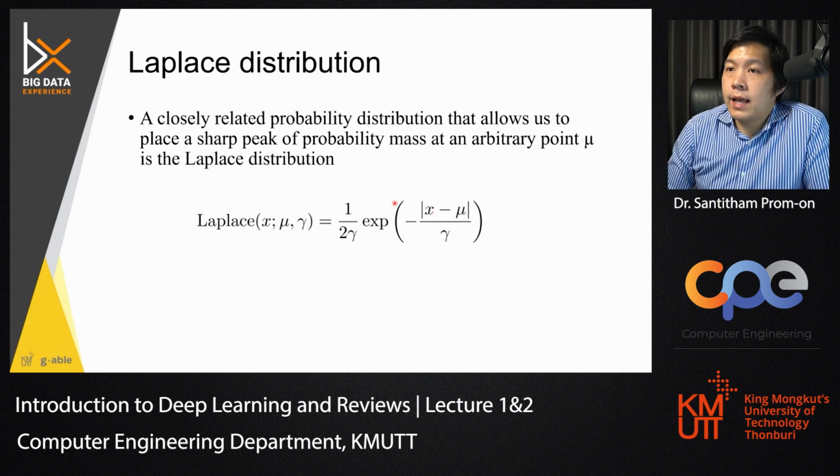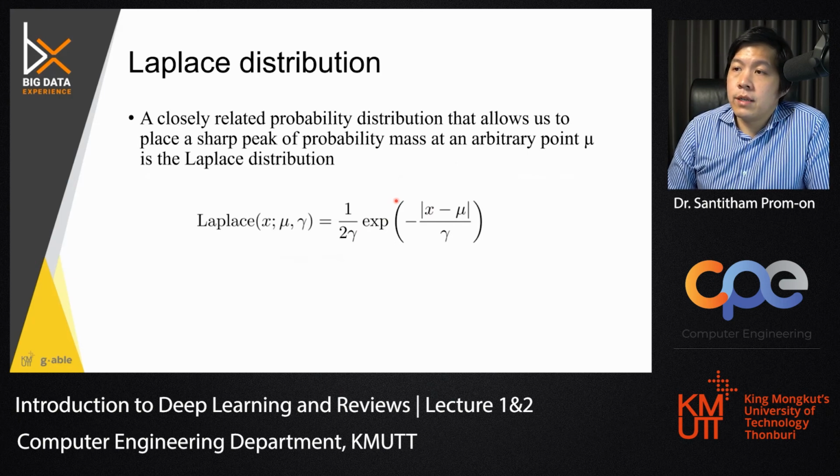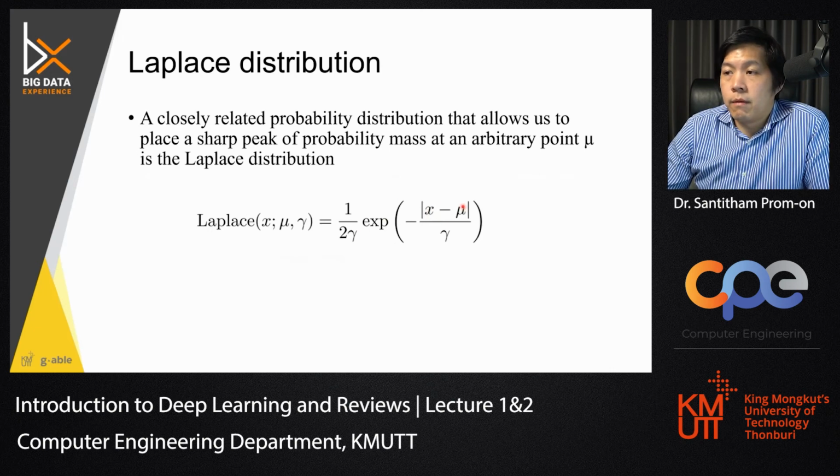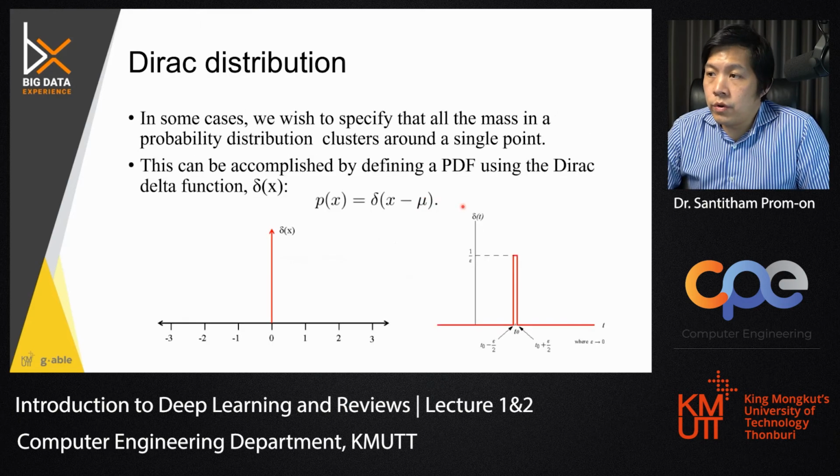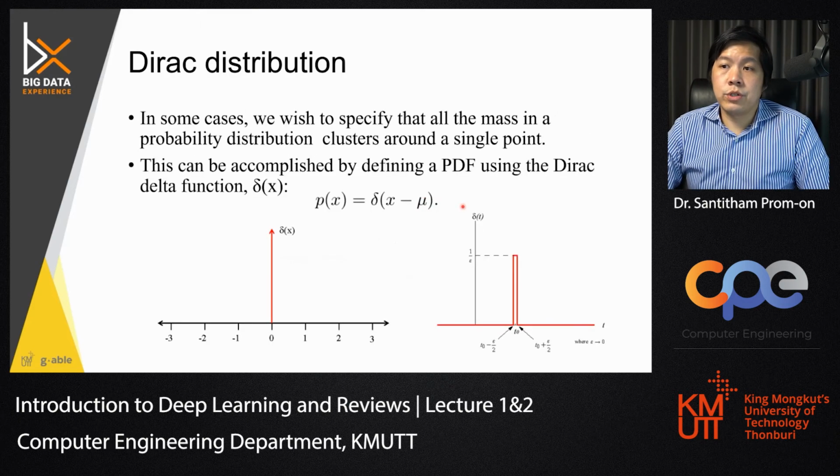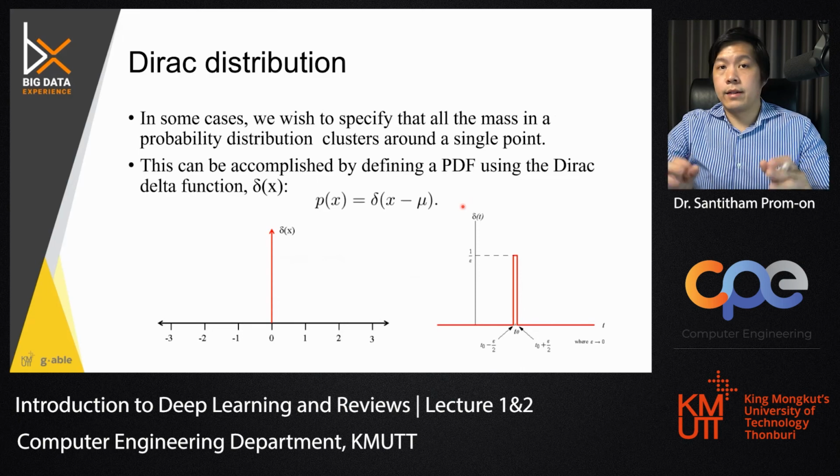The next one is the Laplace distribution. The Laplace distribution has this formula. Actually, it's quite similar to the normal distribution. If you look at this case, the difference is that this is an absolute value instead of a square. So when it's like that, the Laplace distribution would be sharper than the normal distribution.